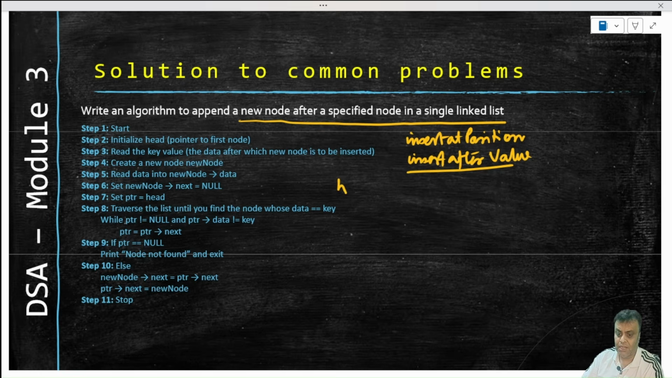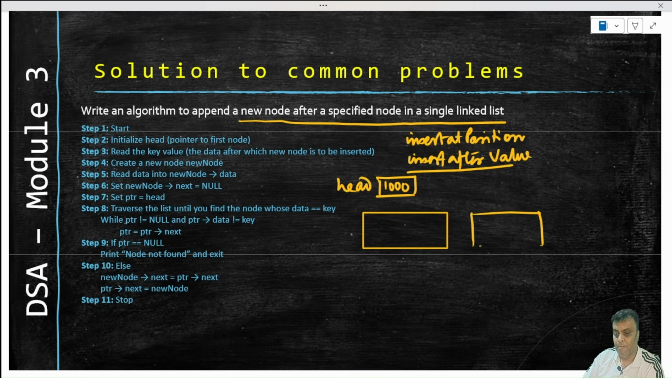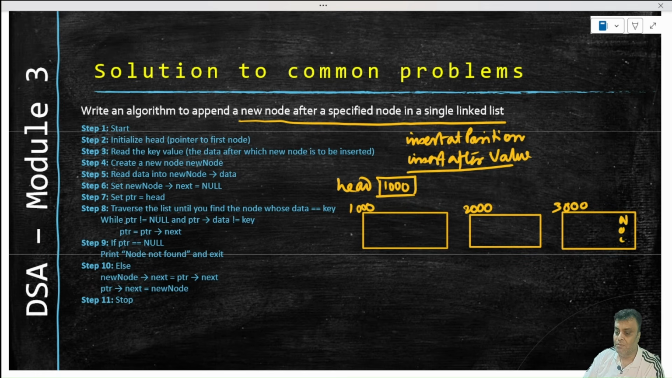So if we say that we have a head which is pointing at, let's say, 1000, and we have 2000, and we have 3000. So this is my 1000, this is my 2000, this is my 3000, and this is pointing to null. This has 9, this has 3000, this has 77, this has 75, pointing to 2000, and this is my linked list. In this linked list, I want to insert a new node after a specified node, after 77, if that is a requirement, right?